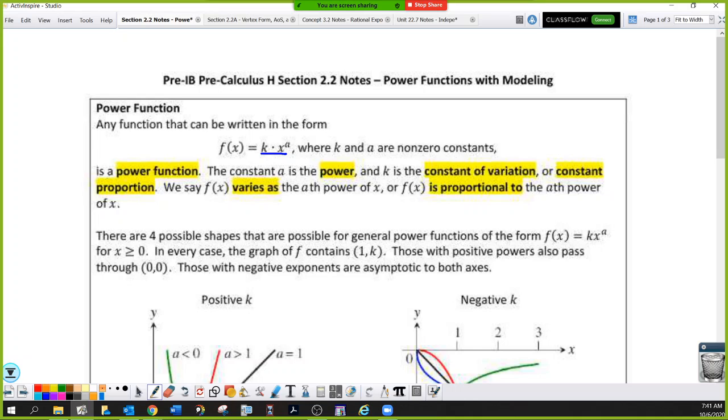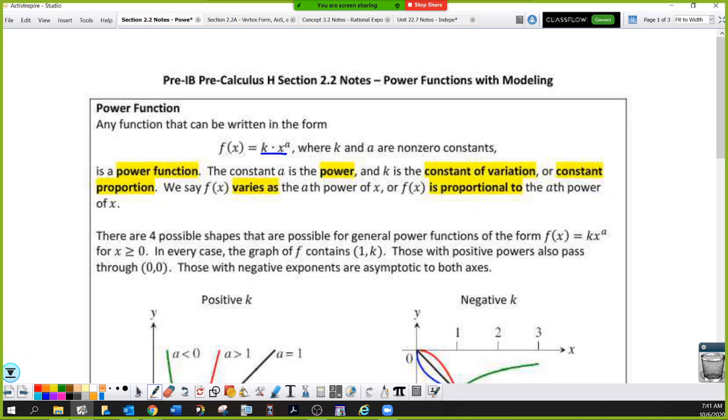Letter a, not the number 8th. That's a weird thing to say. But anyway, we could say that f of x varies inversely as the 3rd power of x, or varies directly as the 3rd root of x, things like that. Okay? Or I could say varies directly, or I could say varies inversely.